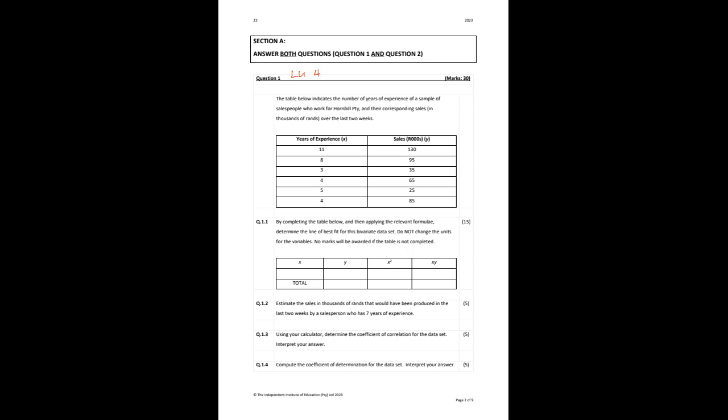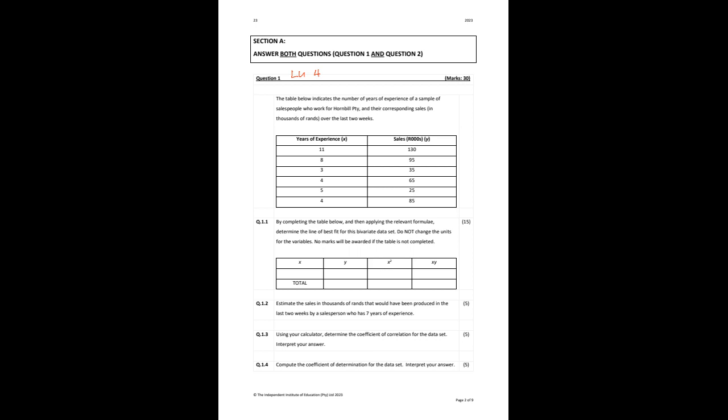It's a 30-mark question. They've said to you that the table below indicates the number of years of experience of a sample of salespeople who work for Hornbill Pty and their corresponding sales in thousands of rands over the last 2 weeks. So they've given you the years of experience in your first column. This is your X value, then your sales in the second column, your Y values.